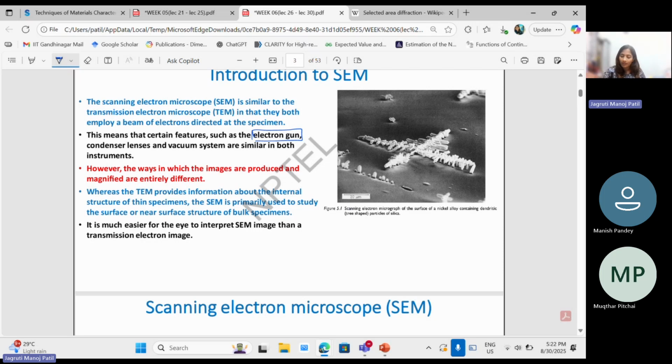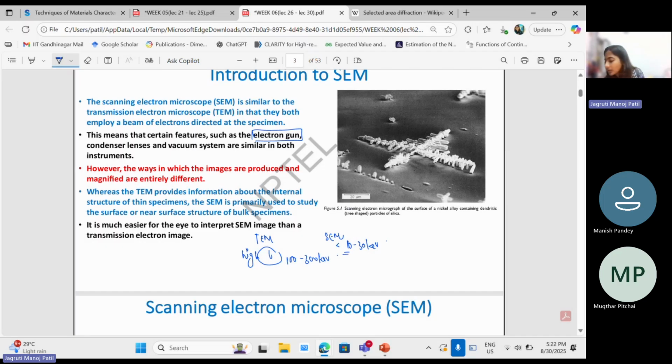There's also one other difference between TEM and SEM. In TEM we have a very high voltage electron gun, and the beam passes through the specimen. That can vary from almost 100 to 300 kilo electron volts, whereas in SEM it's mostly 10 to 30 kilo electron volts, or even sometimes less than 10 kilo electron volts.